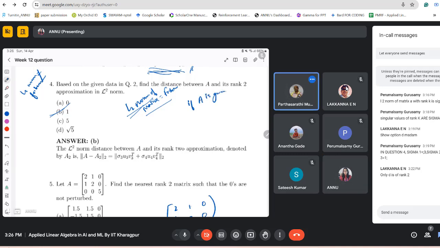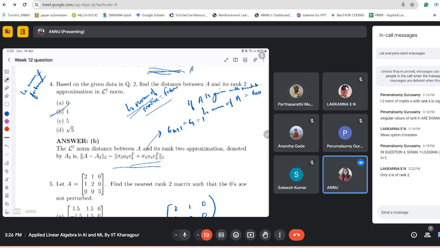Sigma 1 is actually 3, sigma 2 is 2, and sigma 3 is 1 in this particular case. Suppose this is the B matrix, so the B matrix has these values. Since we just have to sum it and divide by 2, it is 3 by 2, 3 by 2, and this will be summed. So yeah, the answer is written like this.